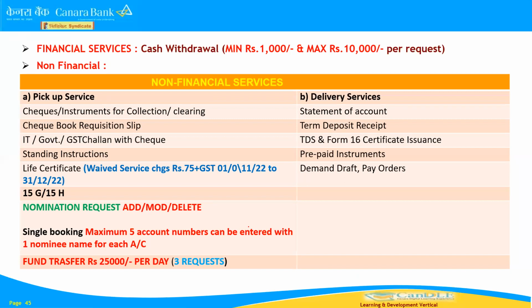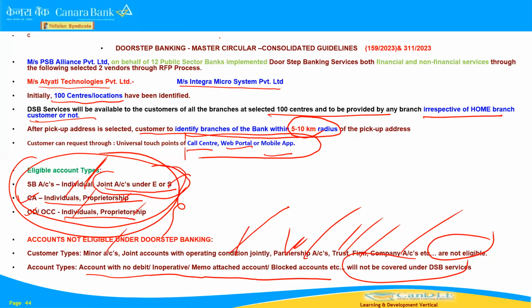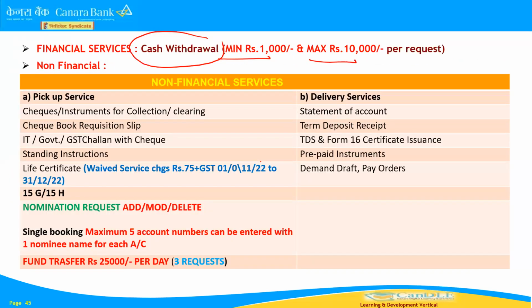Then what are the services? What is financial service? What is non-financial service? Financial service means minimum 1,000, maximum 10,000 cash withdrawal they can take. Please note, the only financial service available is cash withdrawal. Minimum 1,000, maximum 10,000 per request. Customer can give a request, I told na, through web portal, through call center, and one more mode is mobile app. These three modes he will apply. Then he can withdraw 1,000 to 10,000.